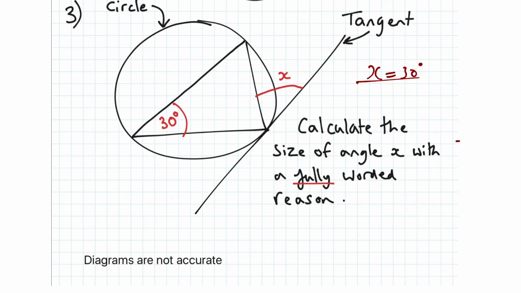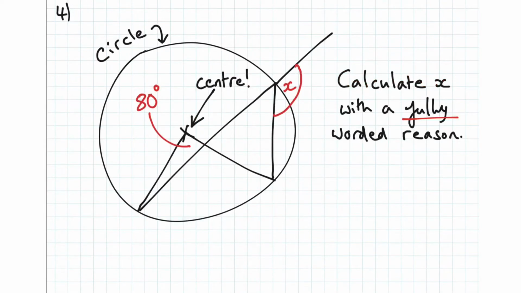Question 4 requires a bit more. Now on question 4, there's lots of good answers to this question. A lot of you spotted that this is the angle in the middle, and this is the angle at the circumference, and so this one here must be half the size of this one here. So actually a lot of students have realised that this is 40 here. And you'd have to write down the angle at the centre is double the angle at the circumference. That would be part of your fully worded reason.